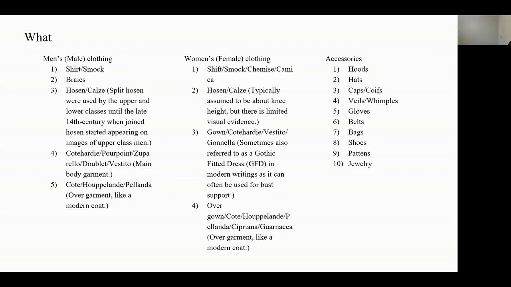Oh, I was gonna go on to jewelry from there. So we have a lot of other accessories on this list.